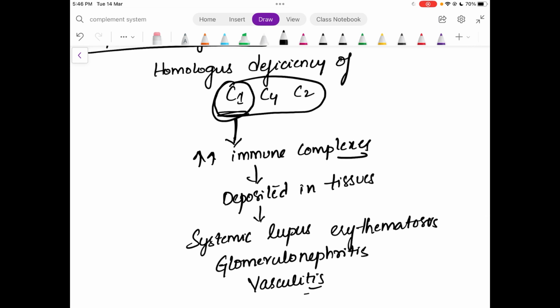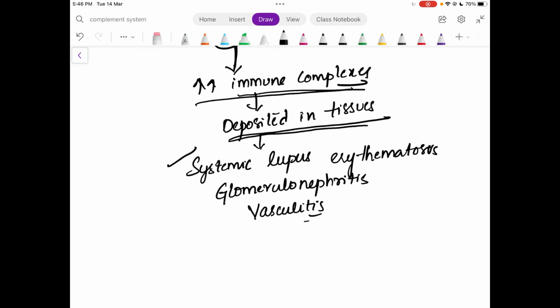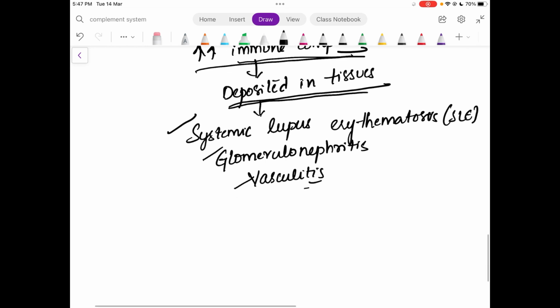normally the function of C1, C4 and C2 is to bind with the immune complexes and to dissolve those immune complexes. Okay, but what happens? These immune complexes are formed by antigen and antibodies reaction. If these are deficient, then immune complexes will stay in the body like that, and these immune complexes are deposited in the tissues, and this deposition of immune complexes in the tissues will cause different diseases like systemic lupus erythematosus, it is called as SLE, and glomerulonephritis and vasculitis.